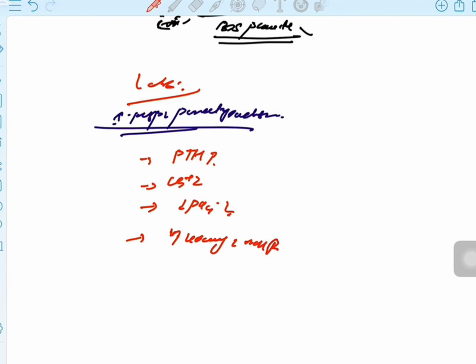Okay, now we will discuss the secondary hyperparathyroidism. This was all about the primary hyperparathyroidism. Other than that, we will also go into full detail of the treatment plan. Guys, in secondary hyperparathyroidism, how will we treat the patient?